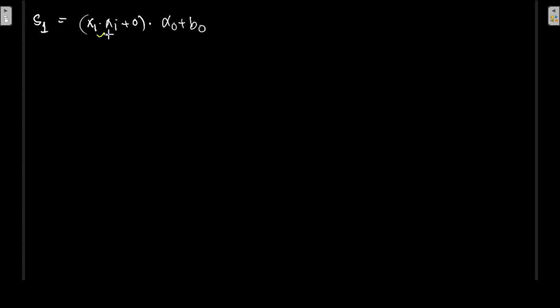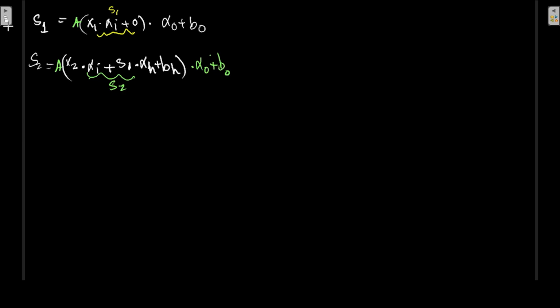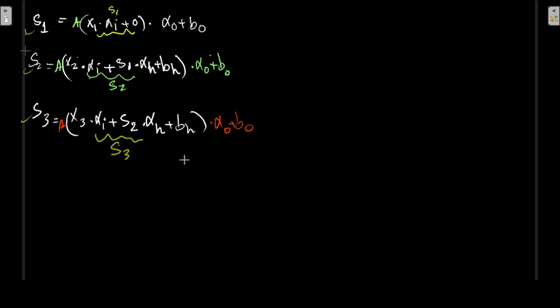We call this S1. And let's look at S2, and of course multiply by alpha output plus the bias output. Great. Let's continue now with S3 and multiply by alpha output plus the bias output. I'm going to start with the last one because the last prediction actually depends on the previous 2 predictions in this case.